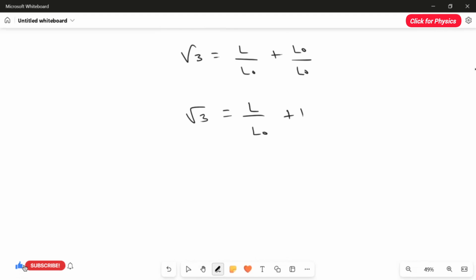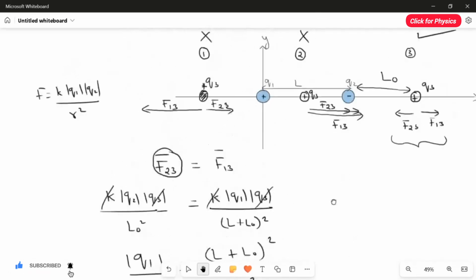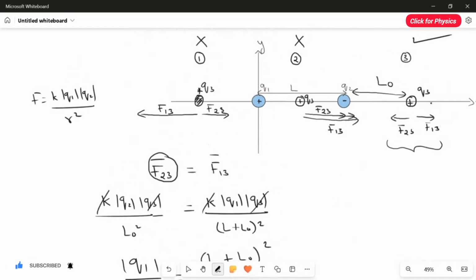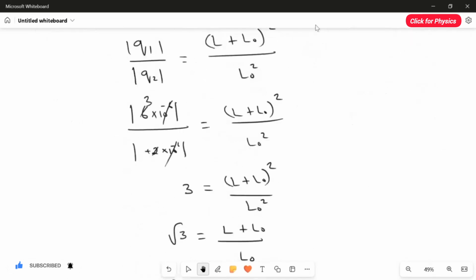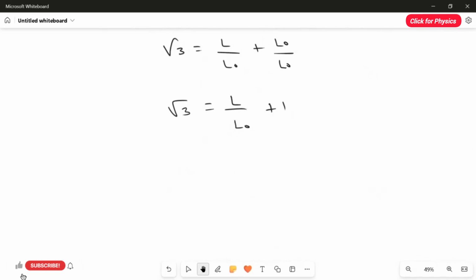Now the main aim is to find the value of L naught. Once you find the value of L naught, it's easy to get the x coordinate and y coordinate of the third charge, because the value of L is already given here as 10 centimeters. So we have to find the value of L naught, and for that we have to rearrange this equation in terms of L naught.